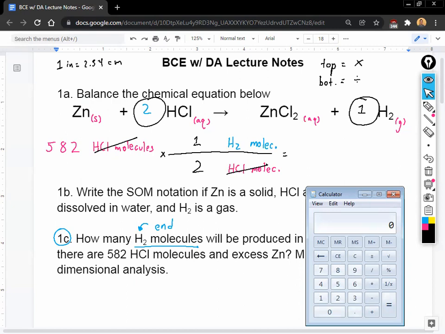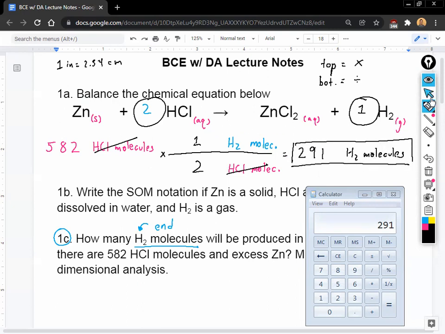Okay, our first number is 582, and then we multiply the numbers on the top, but we can skip the ones because if we do times one, it's the same number, right? Okay, what should we do with the two on the bottom? Yeah, we divide by two, and our answer is going to be 291. So the answer to this problem is 291 H2 molecules. Okay, and that's pretty much it. That's how you do dimensional analysis with a balanced chemical equation.